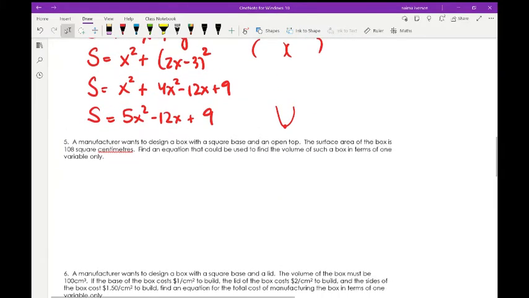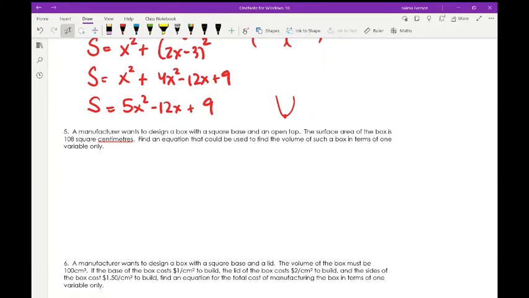Okay, so now I'm going to go away a little bit from the parabola ones and just get you to be able to straight up translate. A manufacturer wants to design a box with a square base. So right away, I'm going to start drawing it. Anything that I can visualize, I'm going to do that. A square base means that this length and this length are the same. And an open top means that there's nothing on the top. The surface area of the box is 108. Okay, so that's the given information. It's the number that we have in here.